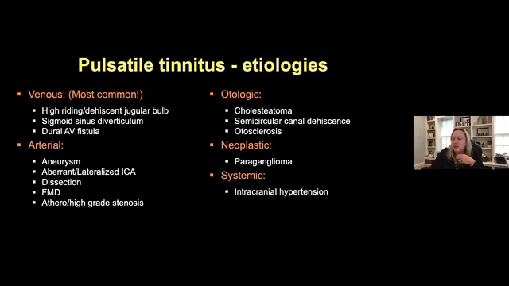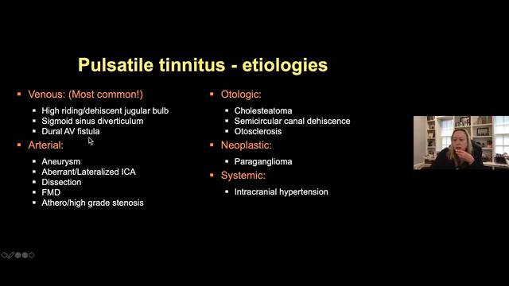So what are some of the causes? We talked about some of these venous causes. Most common are high riding dehiscent jugular bulb, sigmoid sinus diverticulum, or jugular bulb diverticula. Dural AV fistulas can occur from chronic stenosis of the sigmoid sinus. You can get recruitment of ECA branches, usually the occipital arteries, and that can cause increased vascularity around the ear, and that can cause pulsatile tinnitus. And sometimes you can't see that unless you have dynamic imaging to see shunting into the venous system on the earlier arterial phase.